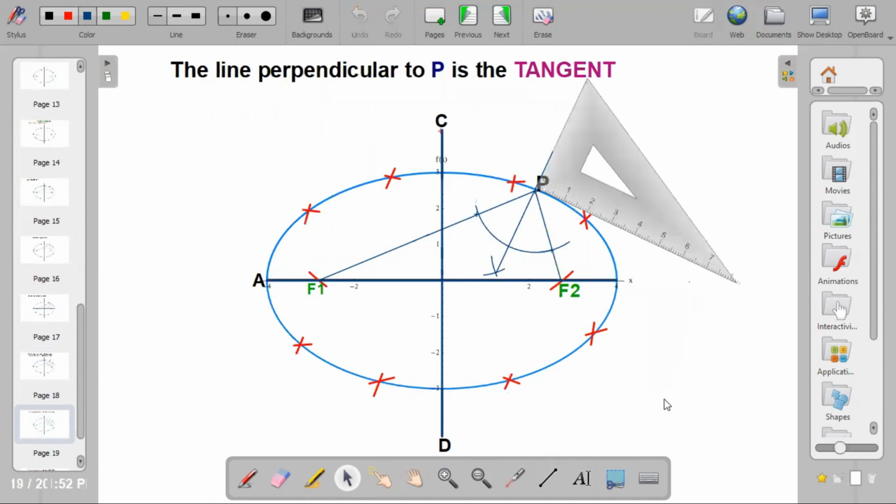Now I want to go to the last phase, which is the tangent. To get the tangent, just place your set square at point P. Place your set square at point P to make 90 degrees.